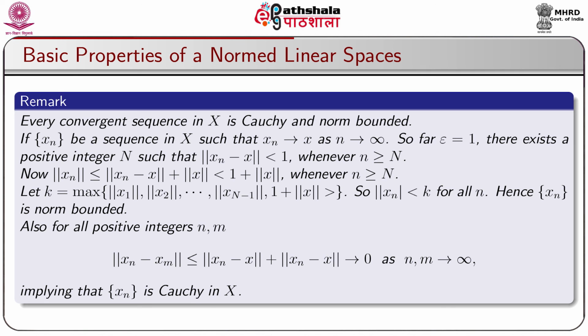Also, for all positive integers n, m, we can calculate norm of xn minus xm. So, norm of xn minus xm is less than or equal to norm of xn minus x plus norm of xm minus x. This is done by adding and subtracting x and using the triangle inequality, and this goes to 0 as n, m tends to infinity, implying that xn is Cauchy in the normed linear space X.